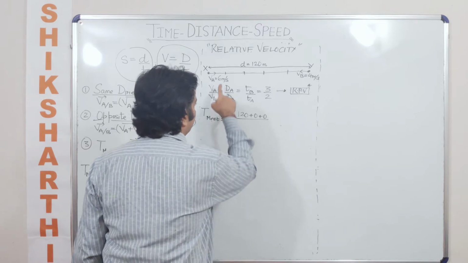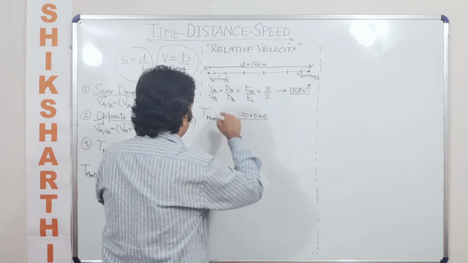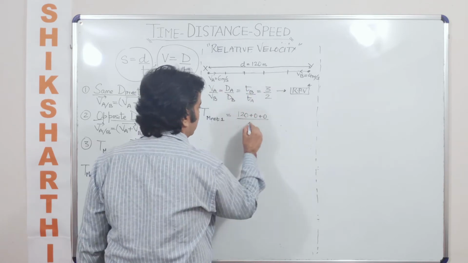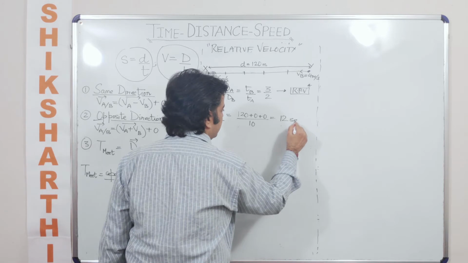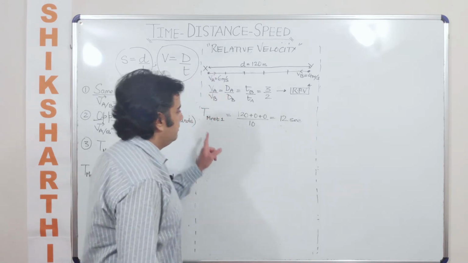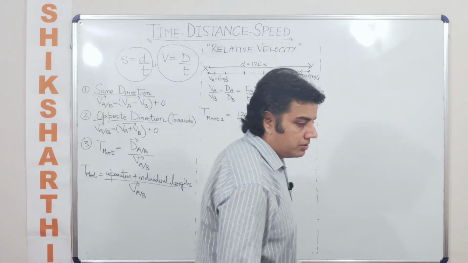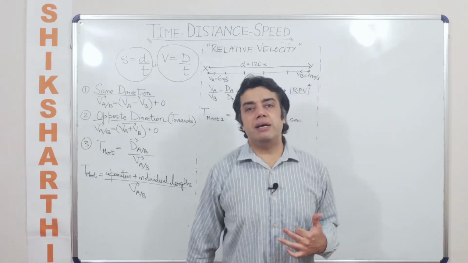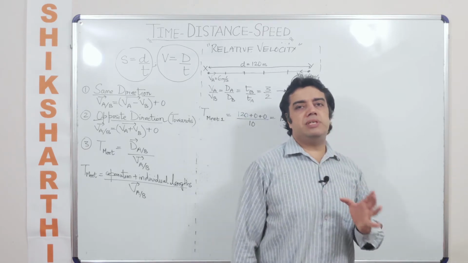divided by their relative velocity. Since they are moving in opposite directions, in this case towards each other, it is 6 plus 4, which comes out to be 10. That means the very first time they will be meeting would be after 12 seconds. The very first time when they would be meeting is after 12 seconds. Now, there are many things that can happen after they meet. But let us first talk about their first meeting point.